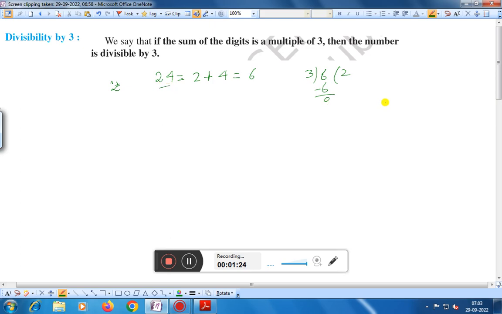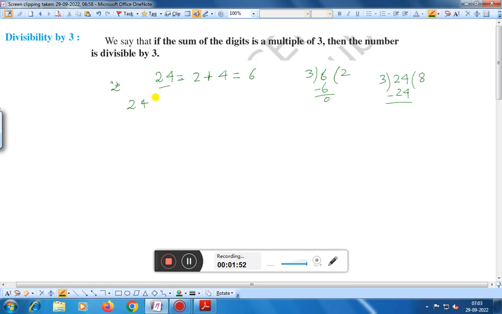Therefore, this number 24 is also divisible by 3. Right? Let us divide 24 by 3: 3 eights are 24. Right? That means if the sum of the digits is a multiple of 3, then the number is divisible by 3.